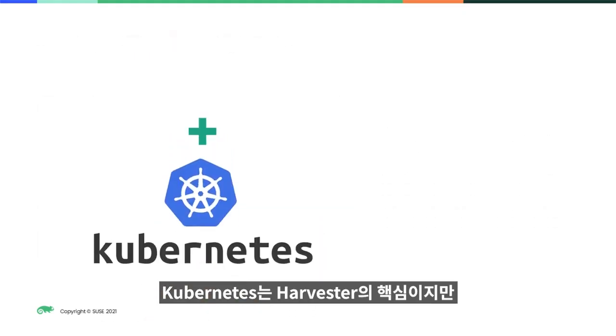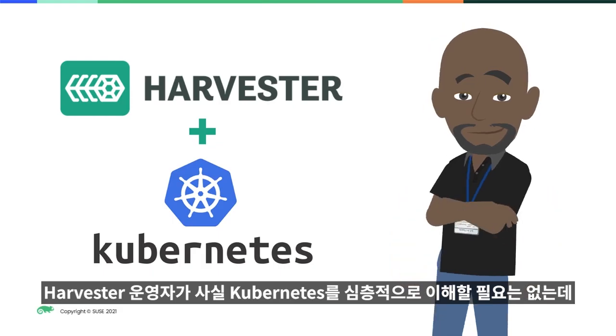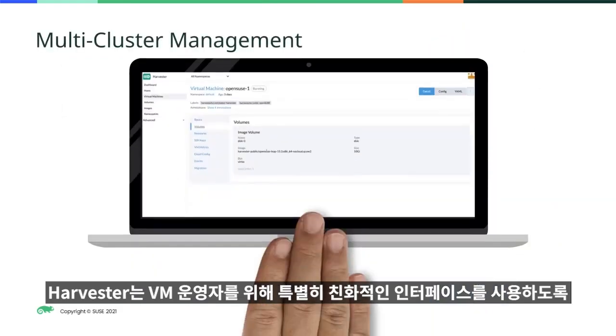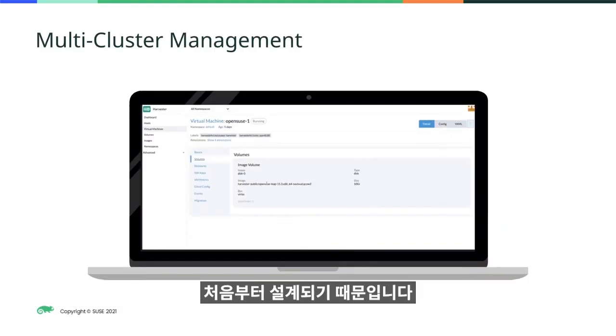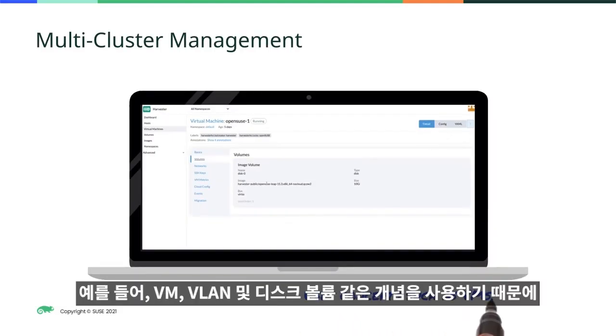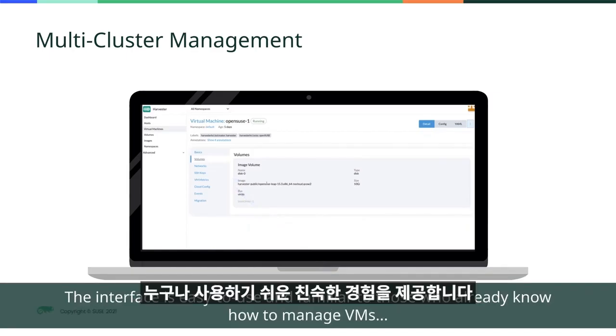Now, even though Kubernetes is at the core of Harvester, the Harvester operator does not actually need a deep understanding of Kubernetes, and this is because Harvester is designed from the ground up to use a friendly interface designed specifically for VM operators. For example, it uses concepts such as VMs, VLANs, and disk volumes. As such, the Harvester interface offers users an easy-to-use and familiar experience for anyone who's familiar with managing VMs.